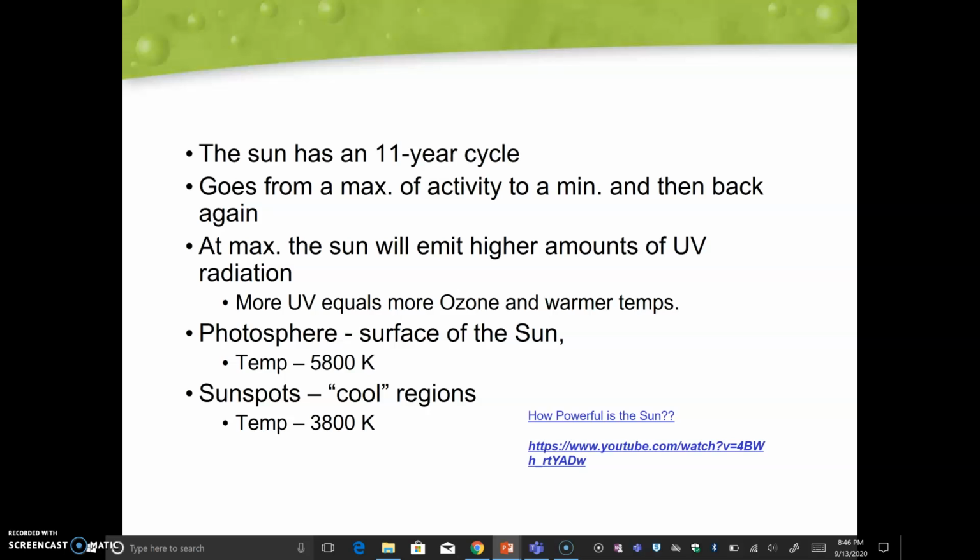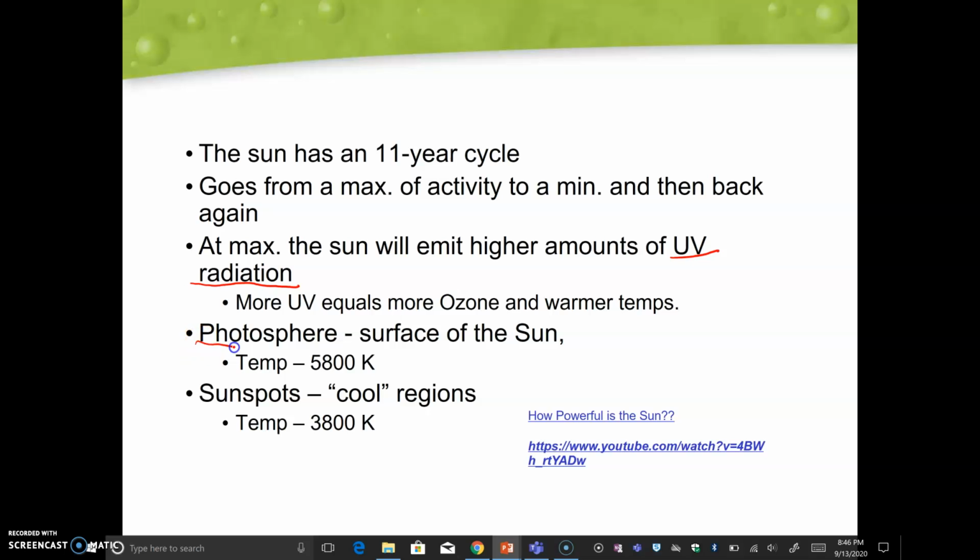Our sun has an 11-year cycle, and we're going to talk about the max activity and the min activity, and then it switches and goes back. At our max activity here, the sun will emit higher amounts of UV radiation. That's the radiation that people talk about when you hear that our ozone layer is protecting us from UV radiation. That's what you can get a sunburn from. And that's going to equate to more ozone and warmer temperatures on the Earth.